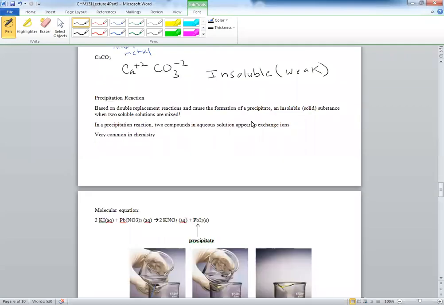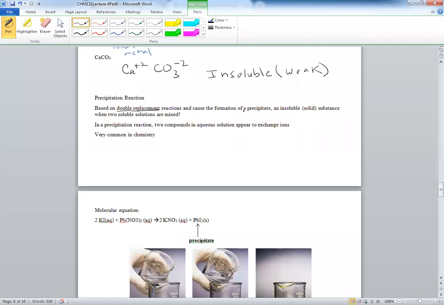A precipitation reaction. Precipitation reactions are very, very common in chemistry. And the word precipitation does not mean rain in that sense. It means forming a solid when you mix two solutions. That's what it means. So it's based on a double replacement reaction, double replacement or displacement, as you saw earlier in this lecture.